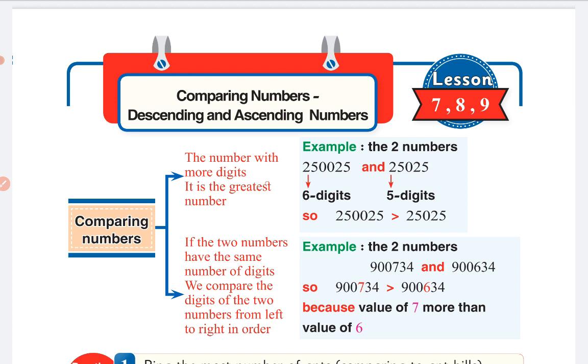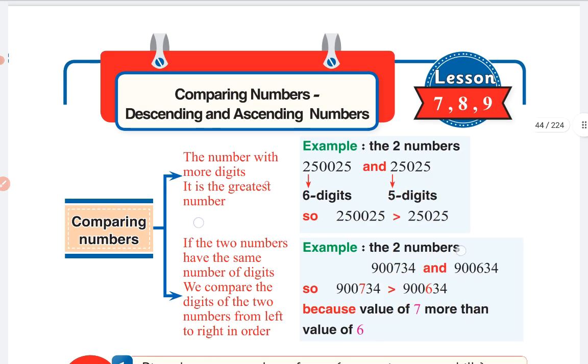الثلاث دروس دول بيتكلموا عن comparing numbers, descending and ascending numbers. To compare between two numbers عشان نقارن بين عددين. At first you will count number of digits of each. بنعد الأرقام بتاعت كل عدد. Count number of digits.